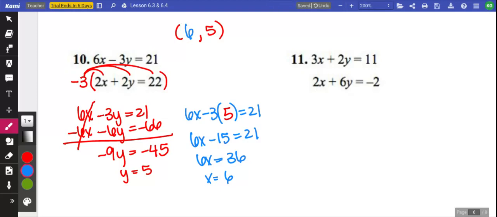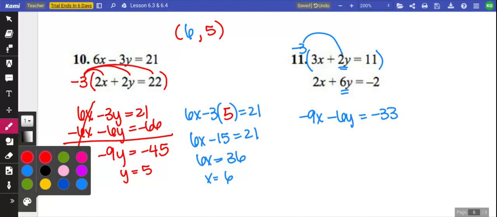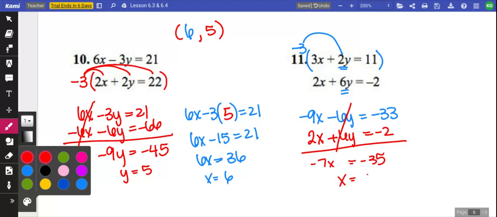Looking at number 11, I again see a 2y and a 6y. They're pretty close. So once again, I would take the top equation and multiply it by negative 3, because then that would give me here negative 6y. So the top one's going to become negative 9x minus 6y equals negative 33. And the bottom one's going to stay 2x plus 6y equals negative 2. So those will eliminate then. So then I have negative 7x equals negative 35. So x is 5.